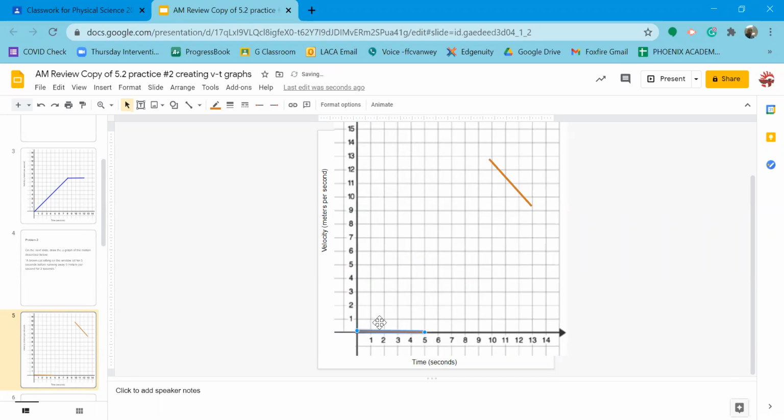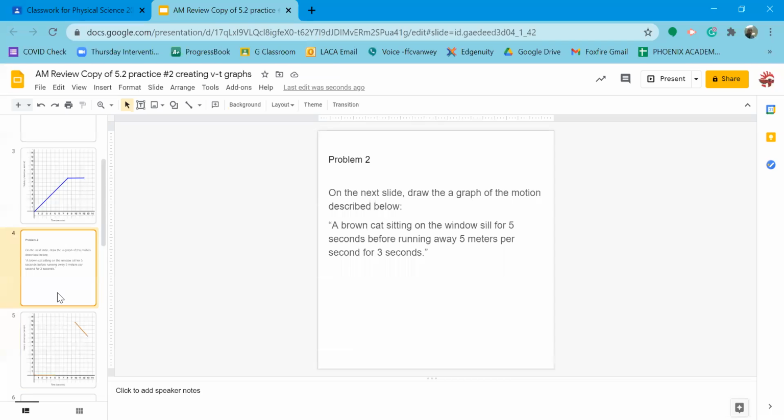Okay, and it'll actually be right on this line. I'm going to put it a little above it just so we could see it, but technically it would be even lower. Okay. All right. It should be a little lower than that. That's good. So he's got 0 velocity for 5 seconds. Then he runs away at 5 meters per second for 3 seconds.